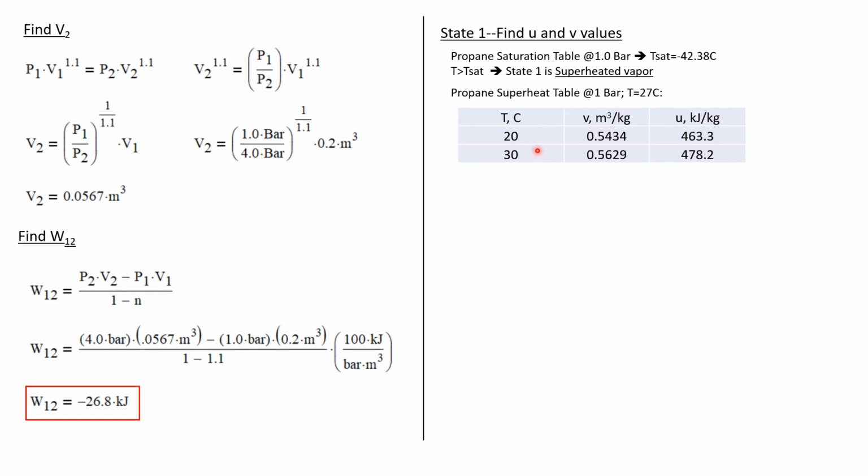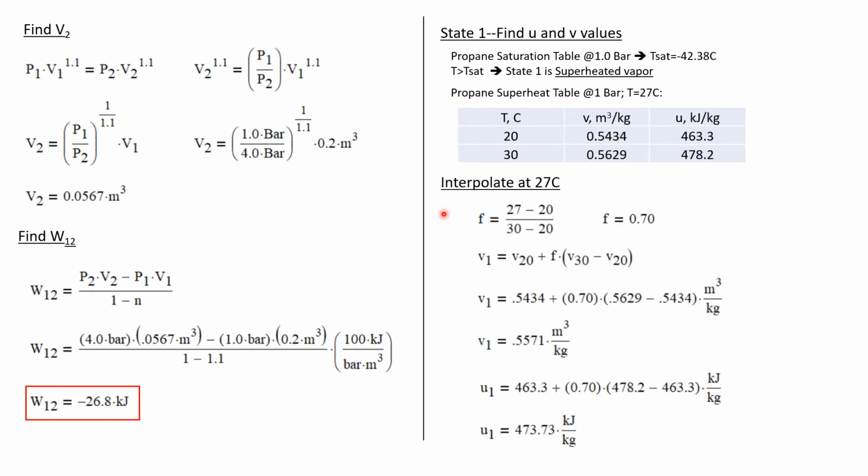At the 1 bar subtable in the superheat table, I'm looking for 27 degrees. Well, I can't find 27 degrees. I find 20 and I find 30. And so I can get the values for V and U at each of these temperatures. To find them at 27 degrees, I'm going to have to interpolate.